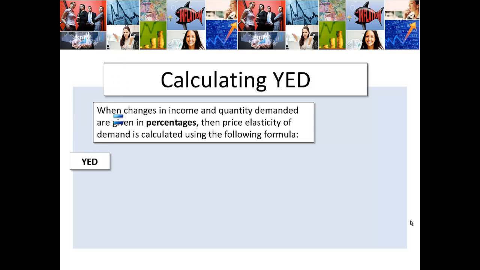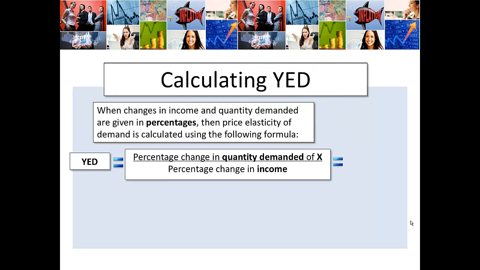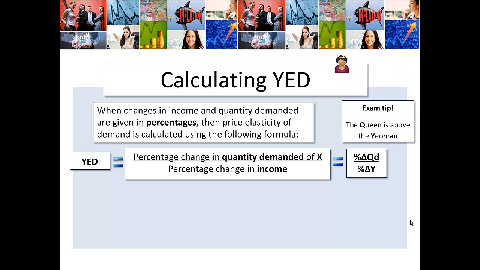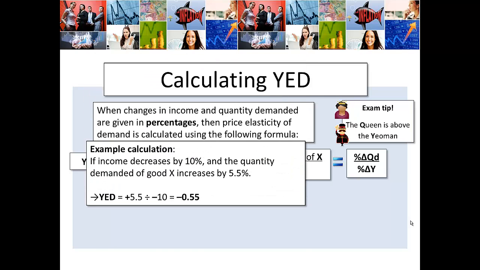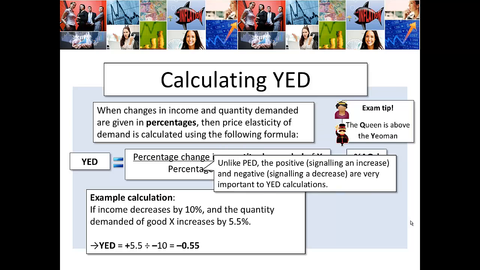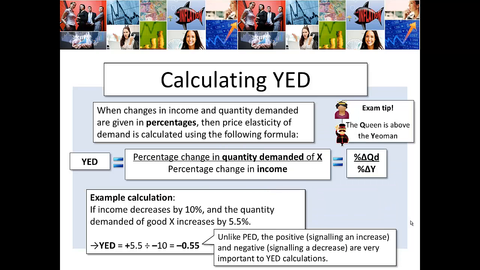Calculating our income elasticity of demand values. Very similar to what we've seen before, it's percentage change in the quantity demanded of X over the percentage change in income. So Q on top again and change in income on the bottom. So the Q is always on top. Q always on top. Quantity demanded above change in income. For example, income decreases by 10% and the quantity demanded for good X increases by 5.5%.